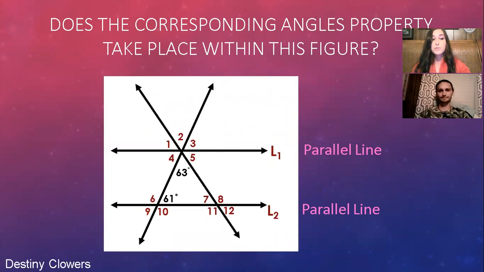Next, we have two transversal lines according to this figure, which are these lines right here. This means that these lines intersect at one point and then they keep going. When you have a parallel line that intersects a transversal line, there's always going to be corresponding angles. So that means that corresponding angles do take place within this figure.